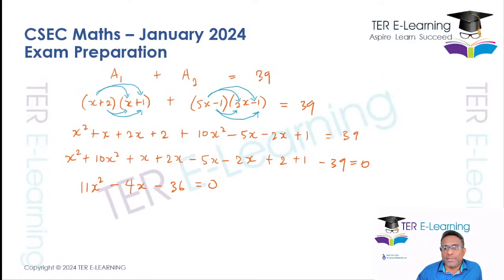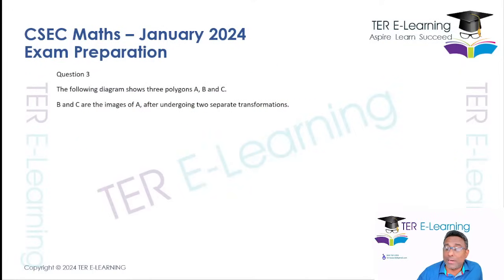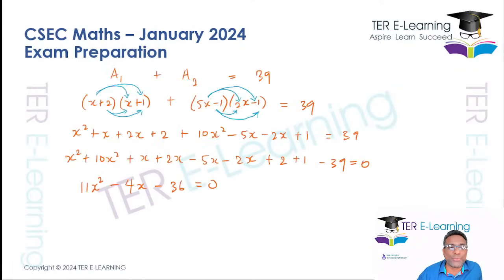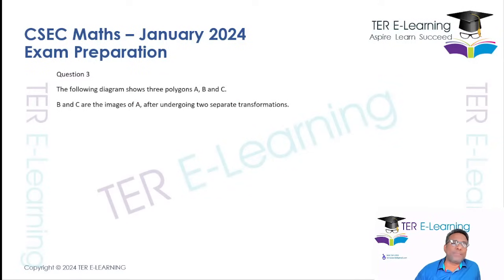Yeah, so I know this question is a little tricky, but these are the kinds of questions that actually come in the exam. So that was question 2. Your third question is normally on geometry and transformations.